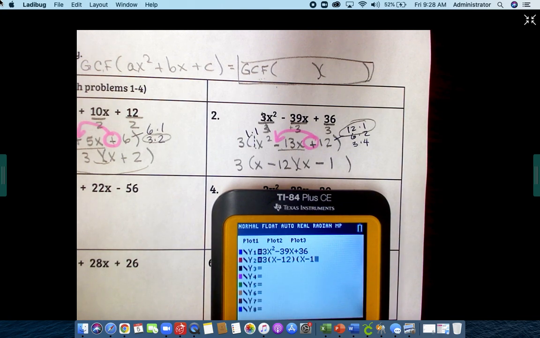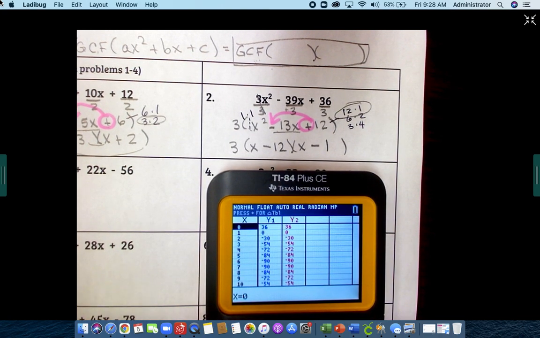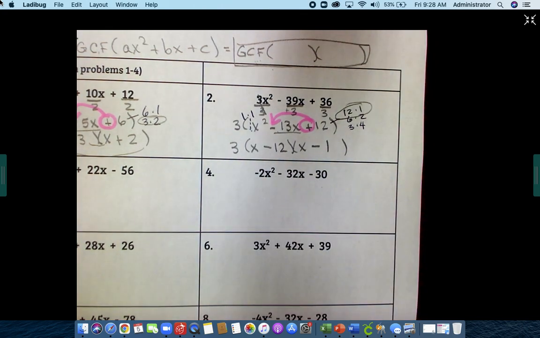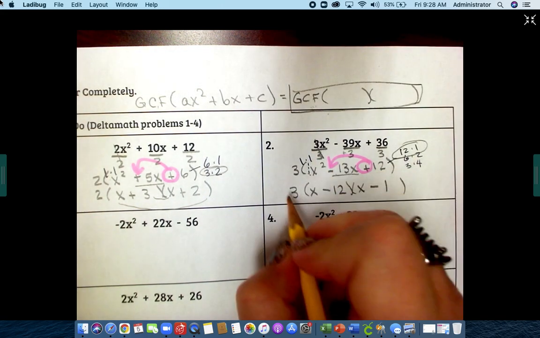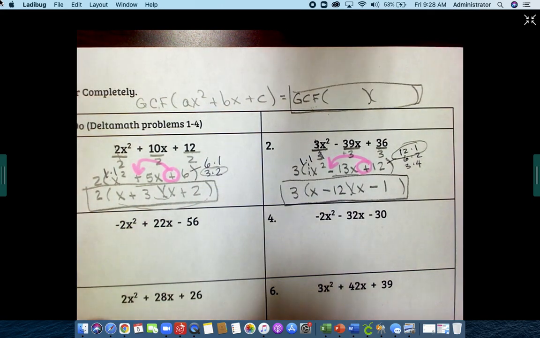If you do this on your test, you'll get 100. Okay. So second graph, do they match? Yes. All right, so this is my answer. I'm going to box that as well.